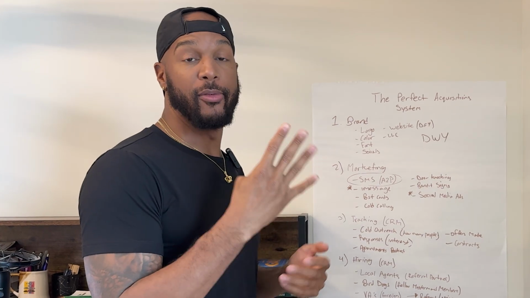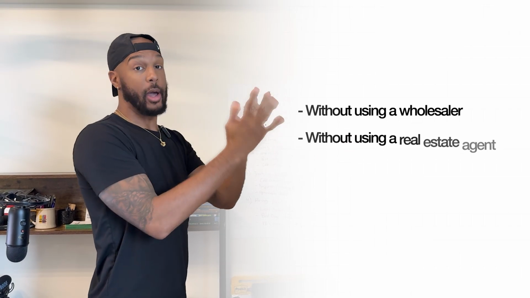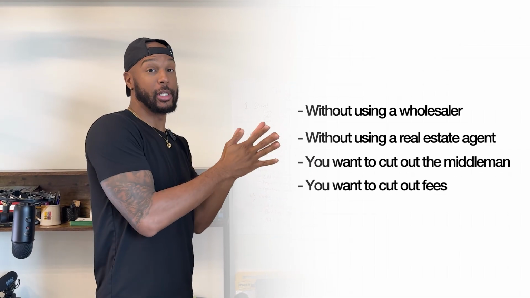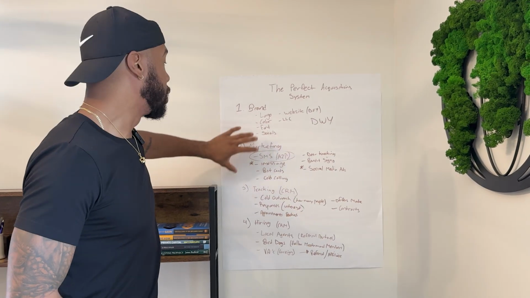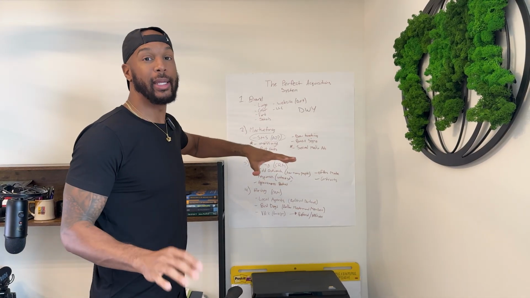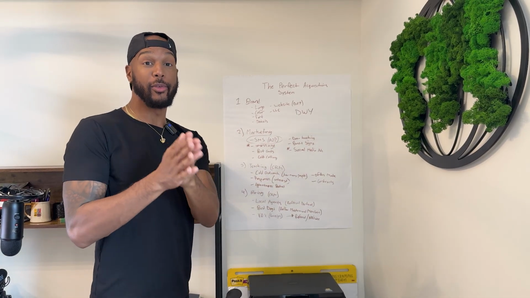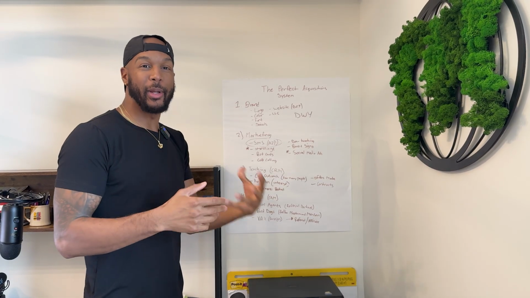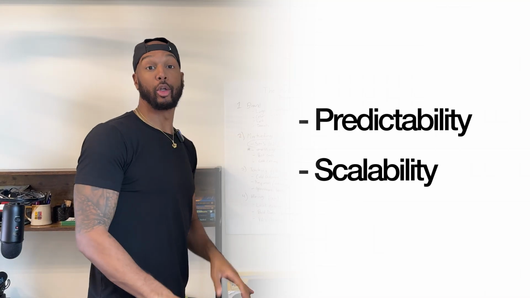4-step process. If you are trying to find a real estate deal and you want to do so without using a wholesaler, without using a real estate agent, you want to cut out the middleman, you want to cut out fees, even put yourself in a position to make those fees, this is going to be the formula to do so. 4-step process, super easy. I promised you that at least 3 of them you're currently not doing. Even if you are a wholesaler who might have closed 1 or 2 deals, a real estate agent who might be closing a deal every few months, we are about predictability and scalability. So let's dive right in.